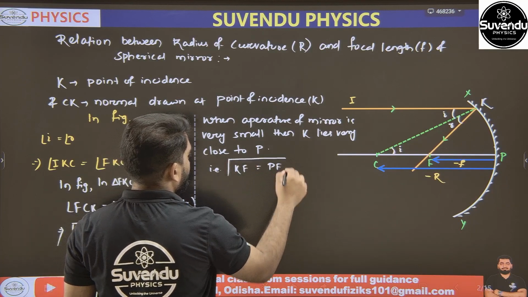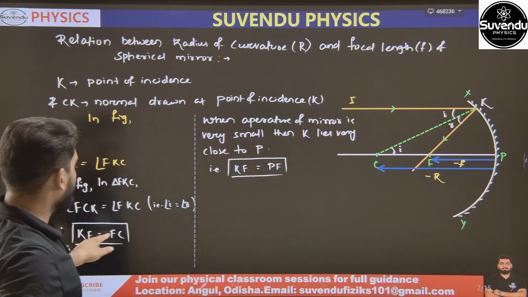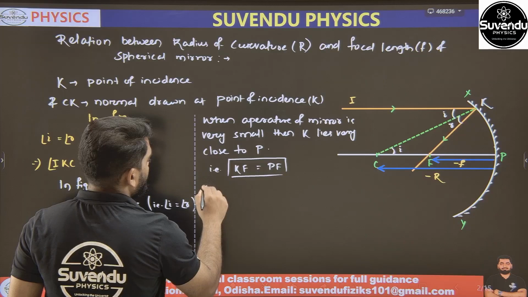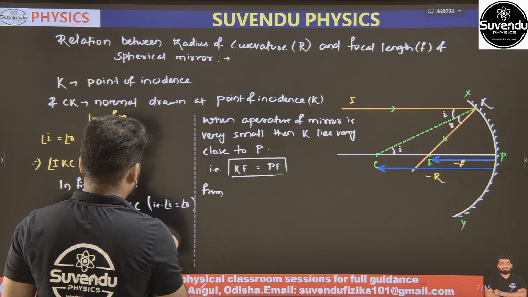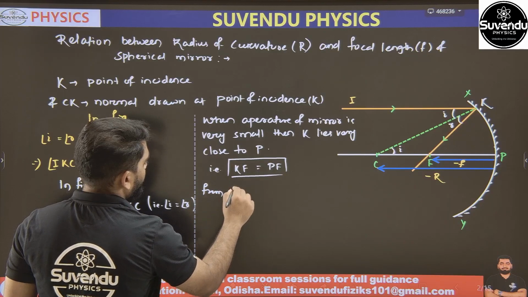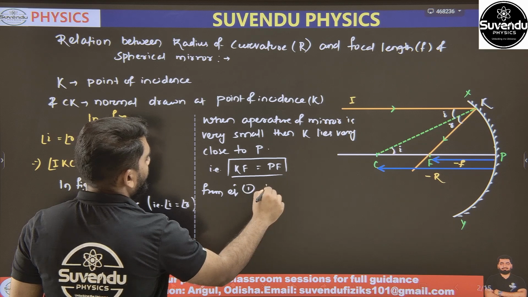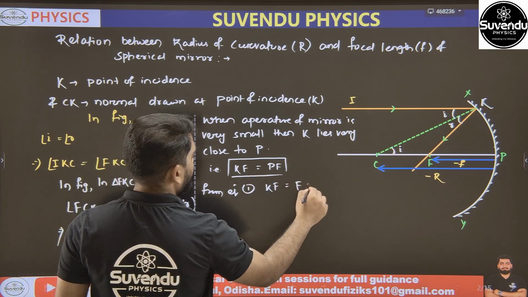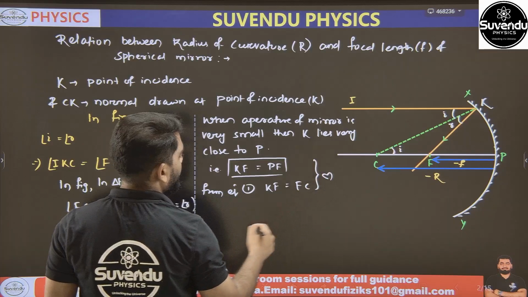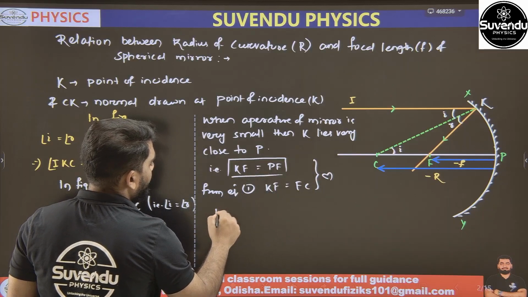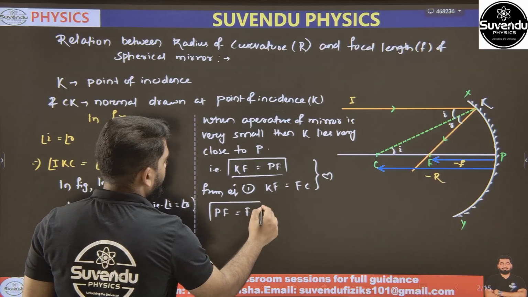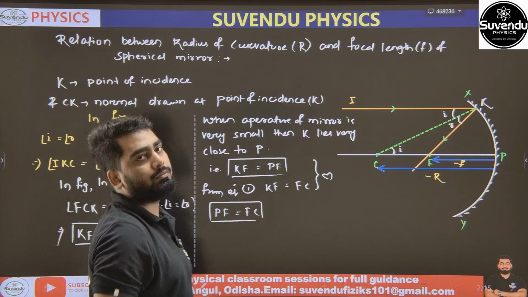लेकिन ये जो प्रीवियस इक्वेशन देखो, KF equal to FC मिला था हमको. तो from equation 1, KF is equal to FC. तो ये दोनों इक्वेशन को कंपेयर करने से क्या मिलेगा? PF is equal to FC.